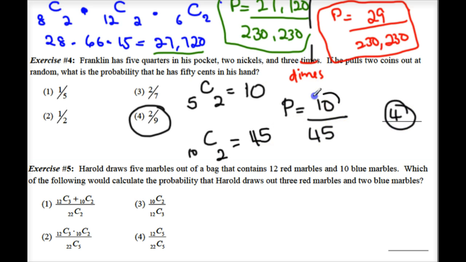How do you simplify this answer here? Just put it in your calculator. Control division, 10 at the top, 45 at the bottom, and hit enter.